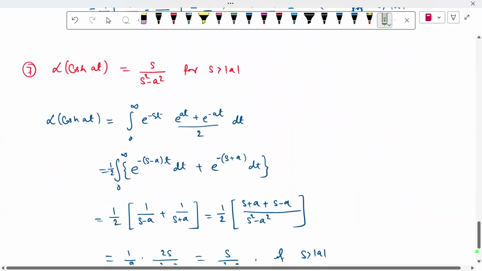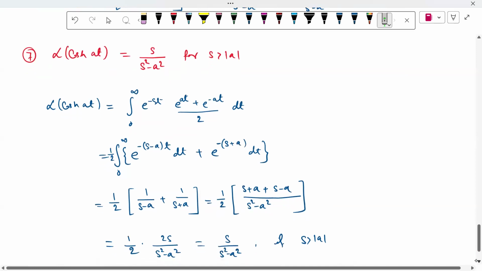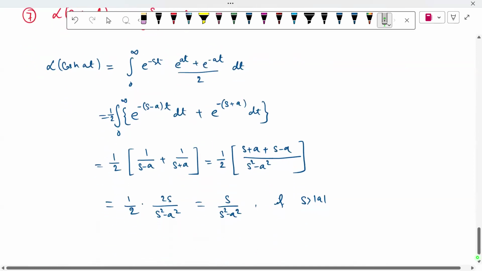The definition of cos hyperbolic at is e to the power at plus e to the power minus at, by 2. Again using the similar formula, cos hyperbolic at is equal to s by s square minus a square.